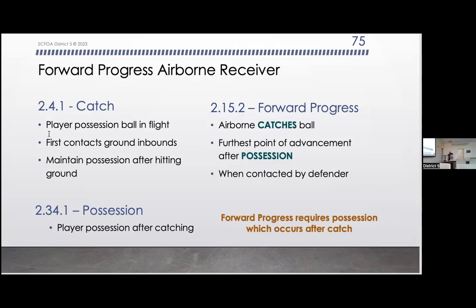Trouble viewing that one, so we'll move forward. Forward progress of an airborne receiver. So again, to have a catch, we need player control of the ball in flight, then first contact with the ground inbounds when he comes down, and he maintains possession after hitting the ground if he subsequently goes to the ground. For an airborne player who controls the ball, the furthest point of advancement after he controls it, and then he comes down with possession. We'll see a video about it in a minute, but then 234.1 talks about possession and player possession after catching the ball.